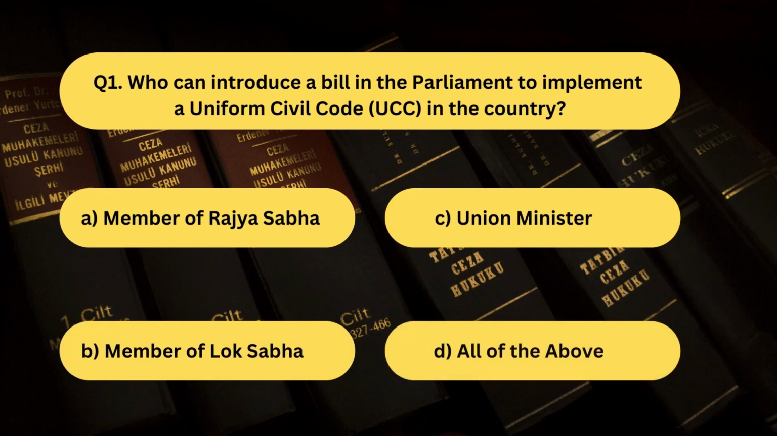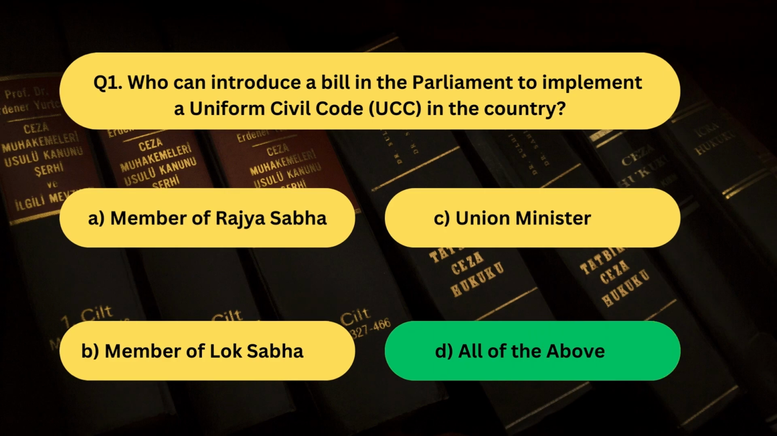Who can introduce a bill in the Parliament to implement a Uniform Civil Code, UCC, in the country? Answer D. All of the above.